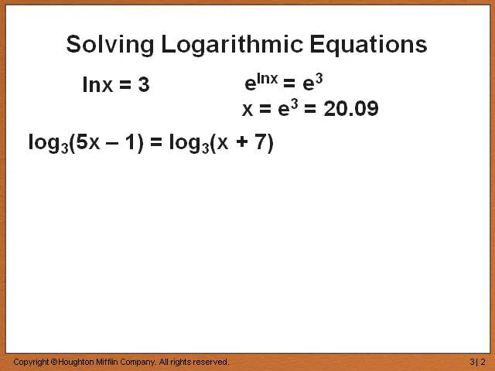Another example, log base 3 of 5x minus 1 equals log base 3 of x plus 7. This one is pretty clear that since they have the same base, you can simply get rid of the logs and set 5x minus 1 equal to x plus 7. And then you can just rearrange terms as you would in Algebra 1, and you end up with x equals 2.